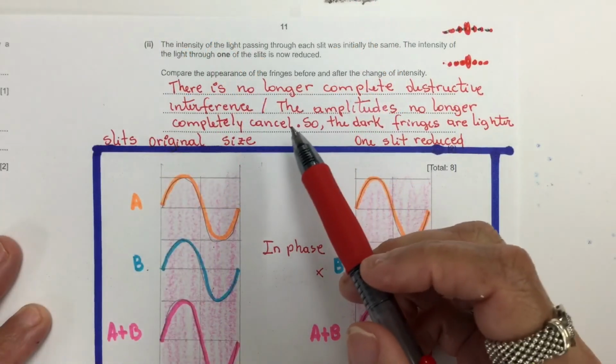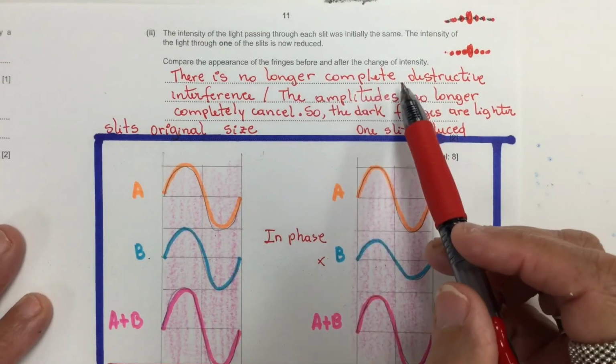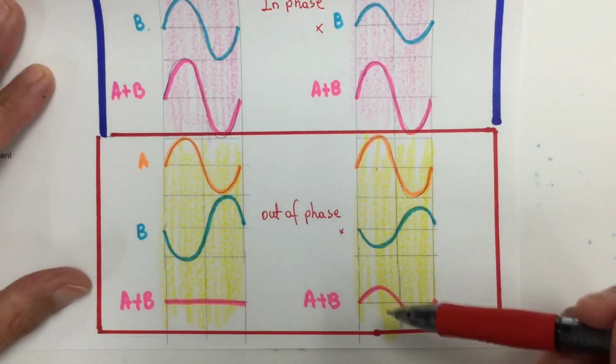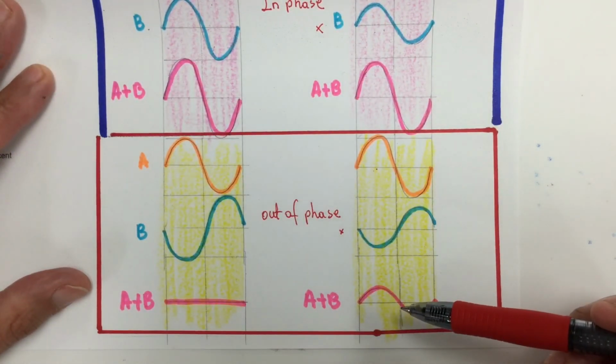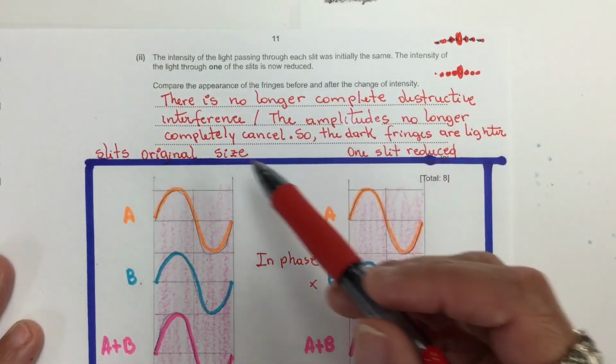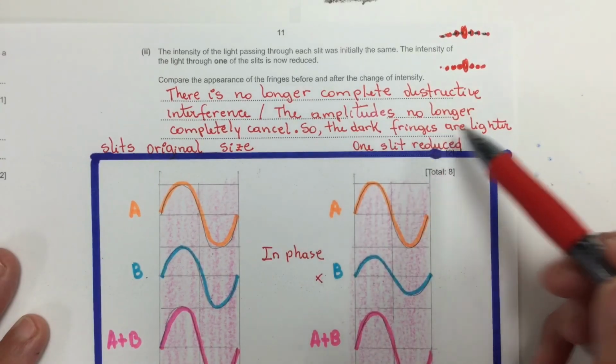So we can answer this question in two ways. One is there is no longer complete destructive interference. The amplitudes no longer completely cancel. So the dark fringes are lighter.